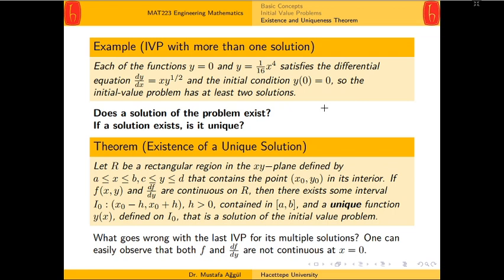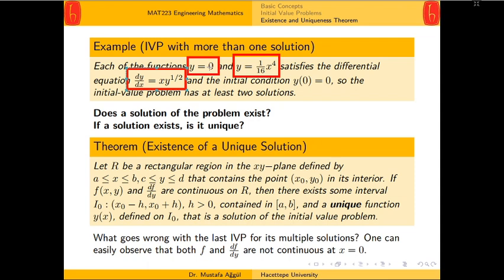Okay, an example for an initial value problem with more than one solution. Each of the functions y is equal to 0 and y is equal to 1 over 16 x to the fourth satisfies the differential equation. Each is there, so it has to be satisfied. That was correct. Each of the functions satisfies this differential equation, dy over dx is equal to x y to the 1/2.